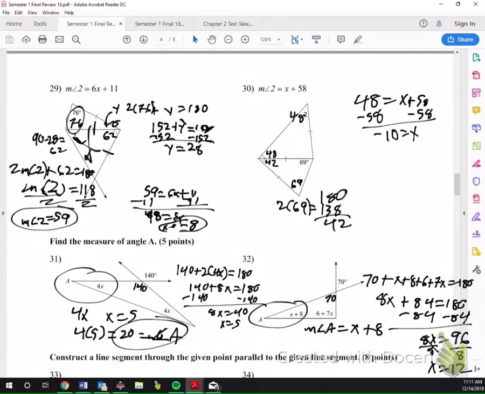So we know that the measure of angle A equals x plus 8. We know that x equals 12, so the measure of angle A equals 20.